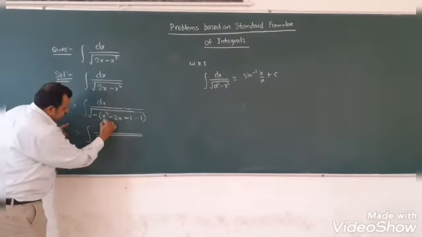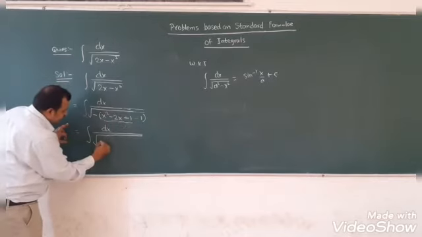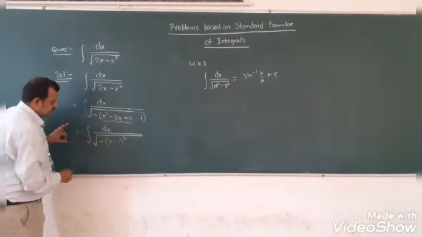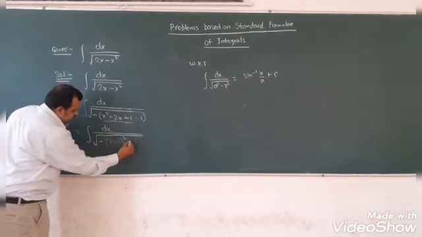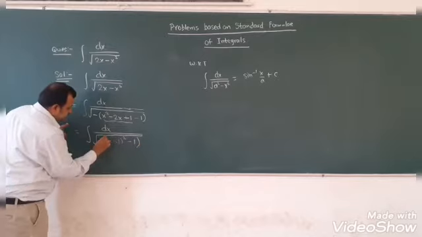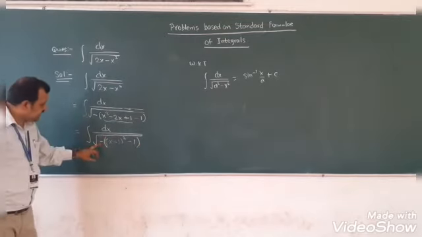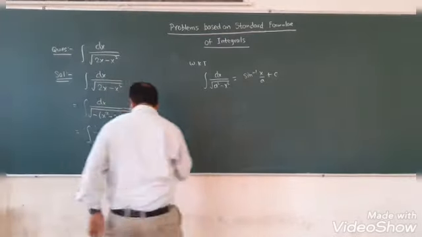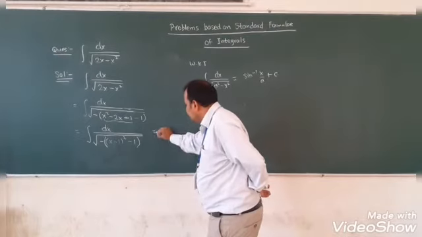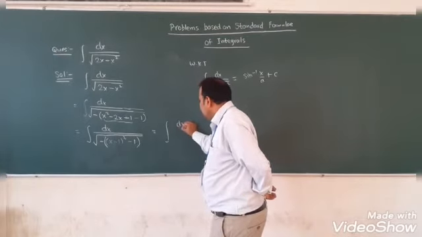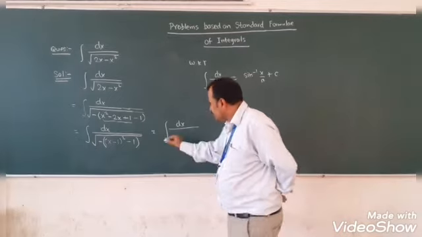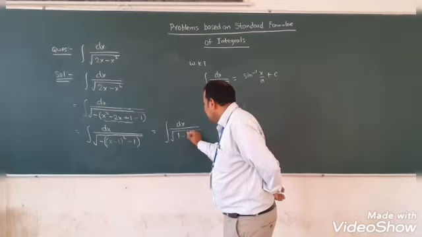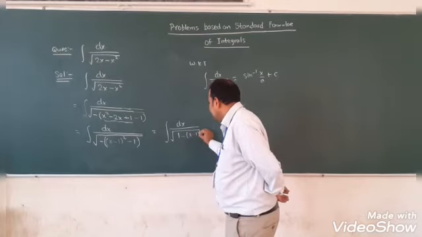Now see here. This we can write as (x minus 1) whole square, and this I can say minus 1. Now see here, this minus I am shifting inside. So when you shift the minus inside, what you will get? You will get dx divided by square root of 1 minus (x minus 1) whole square.